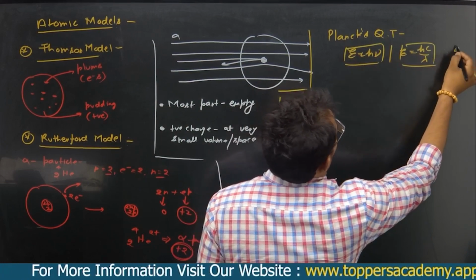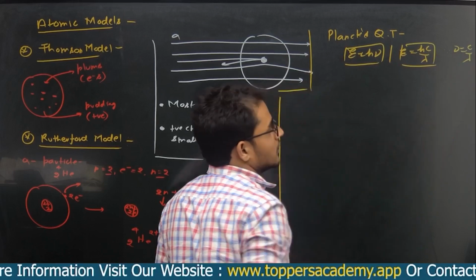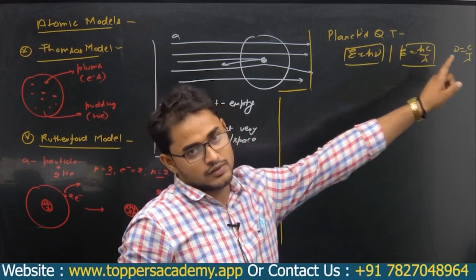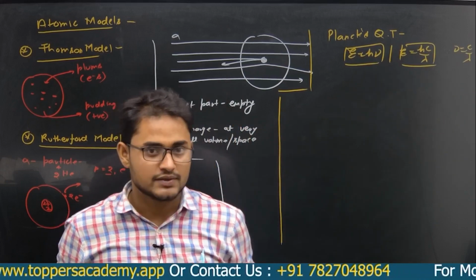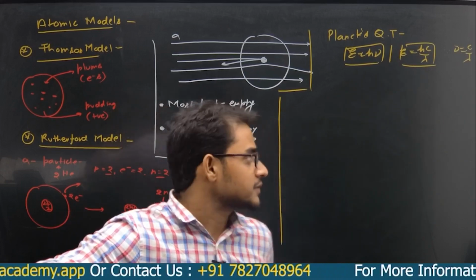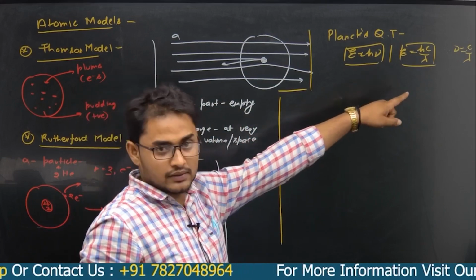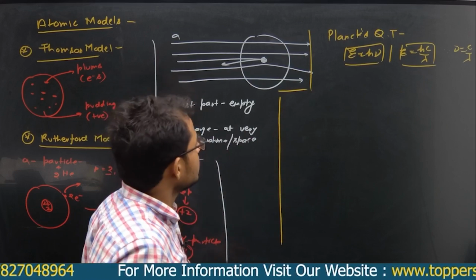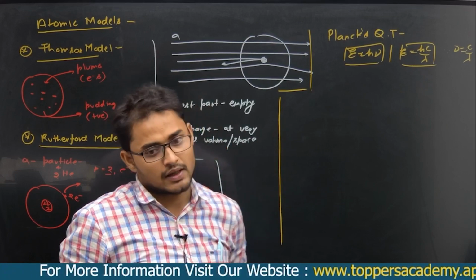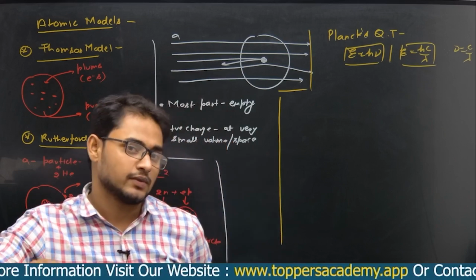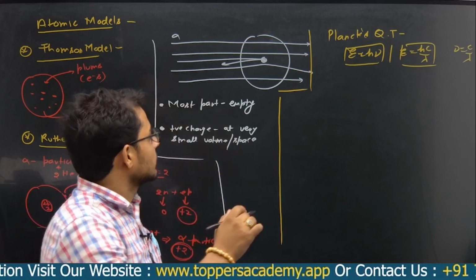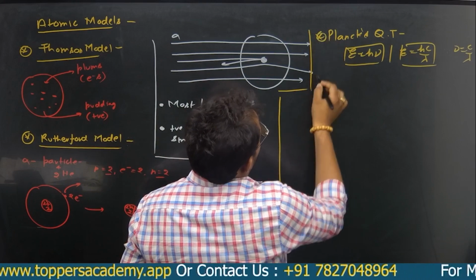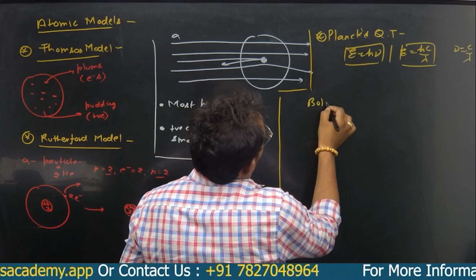So we can write that E is equal to hc upon lambda also, where h is Planck's constant, whose value is 6.6 into 10 to the power minus 34 joule second. c is speed of light, 3 into 10 to the power 8 meter per second, and lambda is wavelength. E is energy. So he said that a system can absorb or emit energy in discrete level. So using this theory, Bohr gave his model.